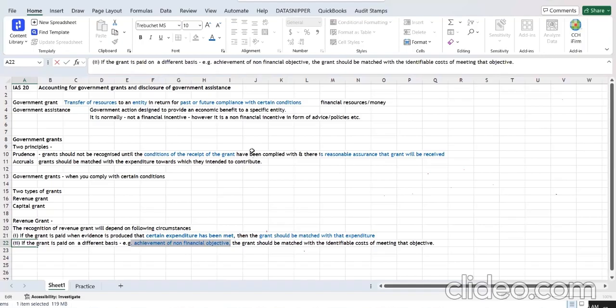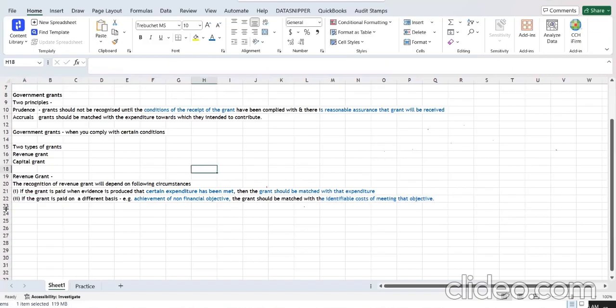So then, if you are incurring the cost to reduce the wastage that you are discharging in the environment, if you're doing some sort of efforts, if you're incurring the cost to reduce that wastage so that you meet the non-financial objective, then whatever cost you have incurred to meet that objective, the grant income should be recognized according to that, right? So now let's come up with the journal entries for this one.